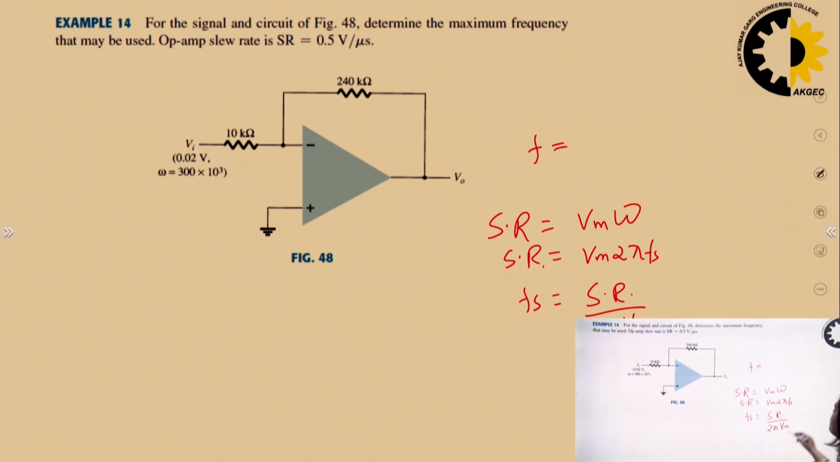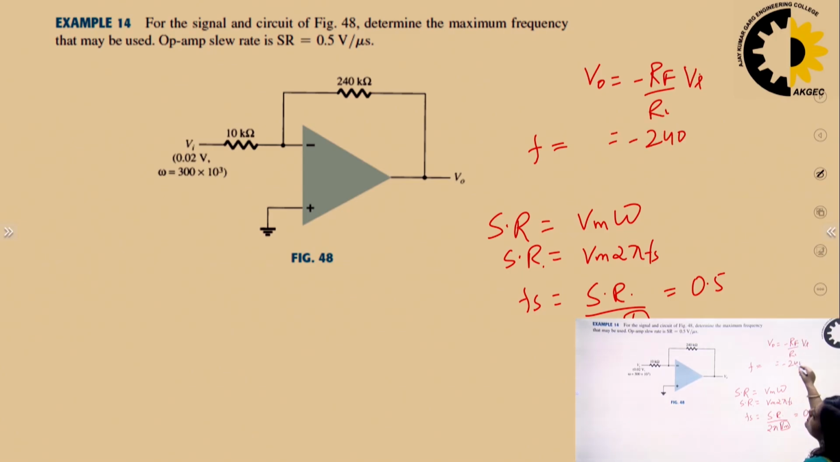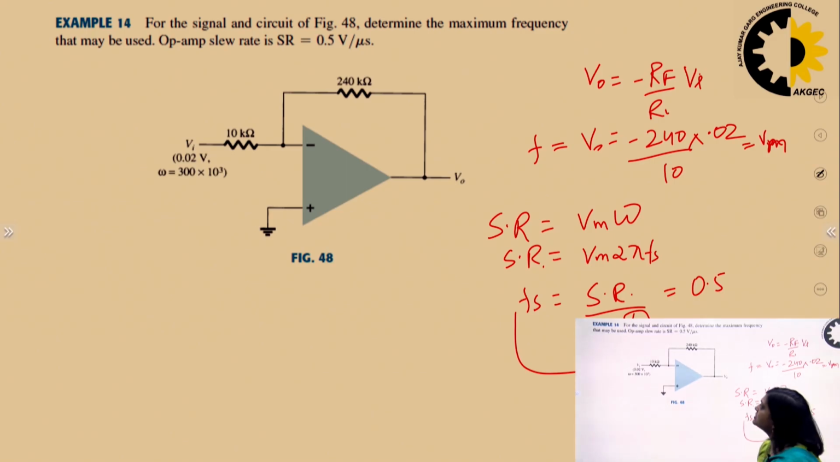The slew rate is given in the question as 0.5, and we have to find the value of Vm, which is the output voltage. Here the input is minus 0.02 volt and this is an inverting amplifier. So the value of Vm will be minus Rf upon R1 multiplied by Vi, that is 240 upon 10 multiplied by 0.02. This V0 value will be equal to Vm, so we can apply the value of Vm from here, and in this way we can find the maximum frequency of the signal.